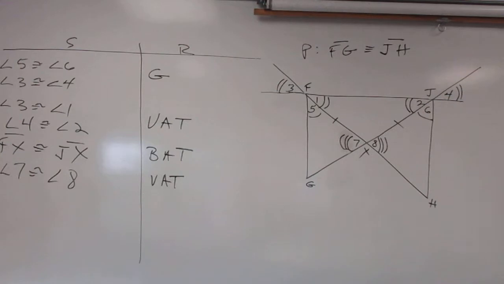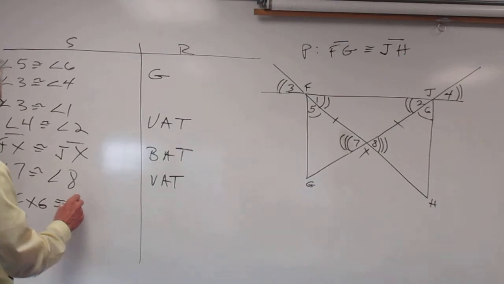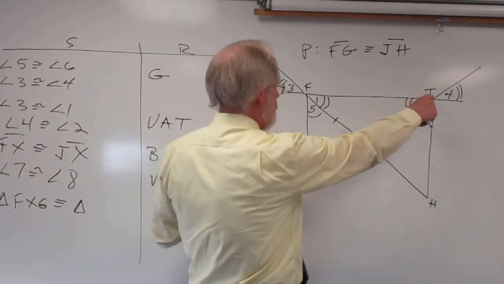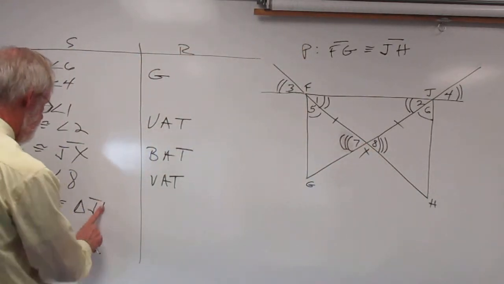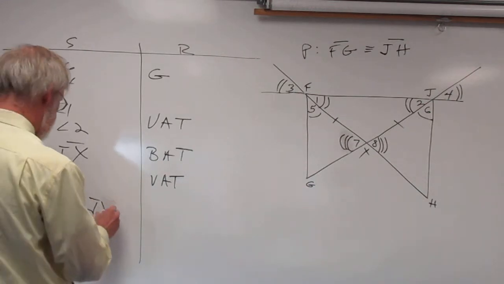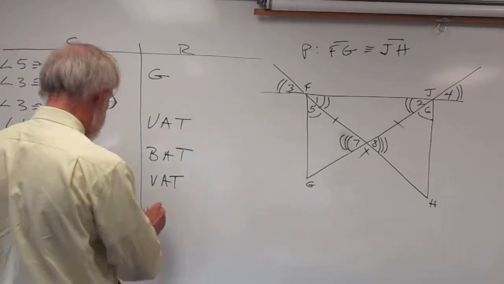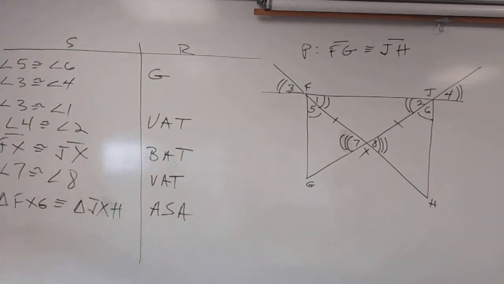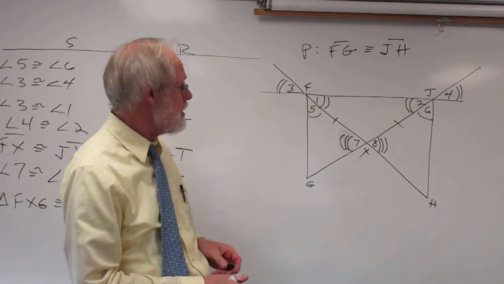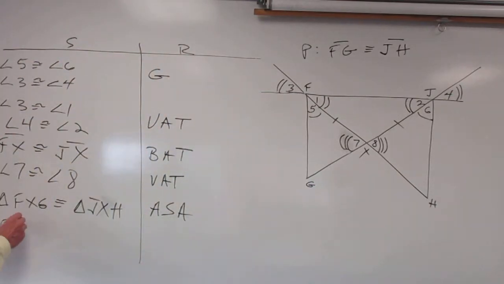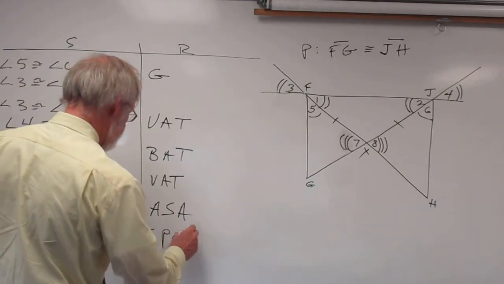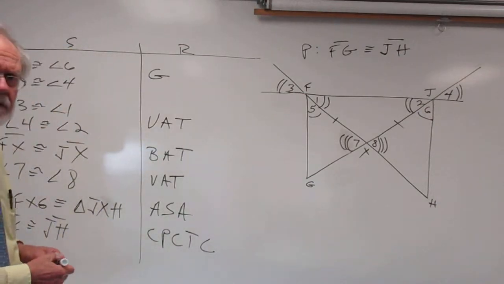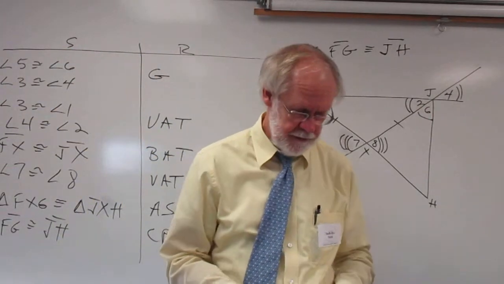So triangle FXG is congruent to triangle JXH. And the reason would be angle, side, angle. And then step number 6 is FG is congruent to JH. And the reason for that is CPCTC, corresponding parts of congruent triangles are congruent. And that concludes the proof.